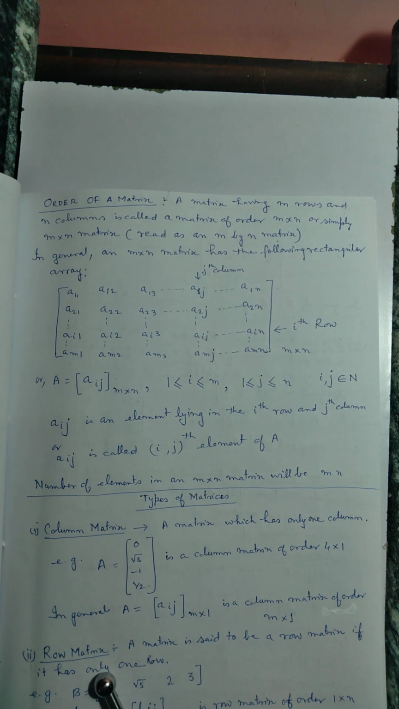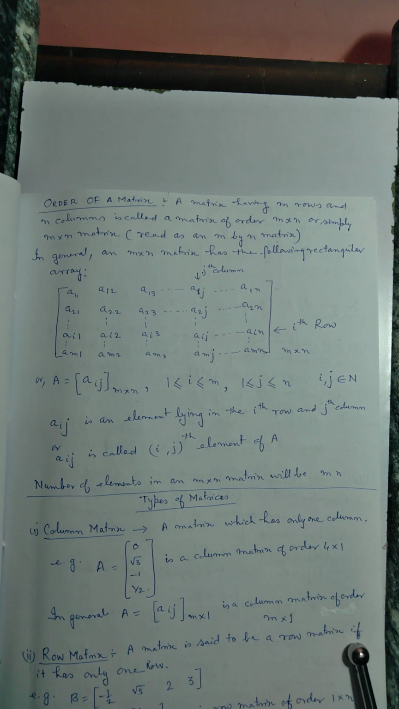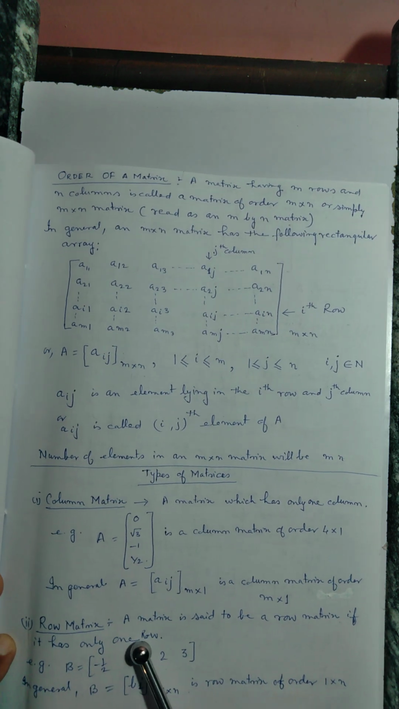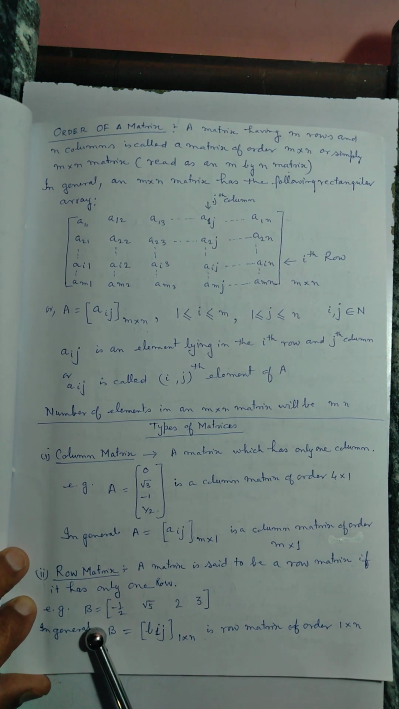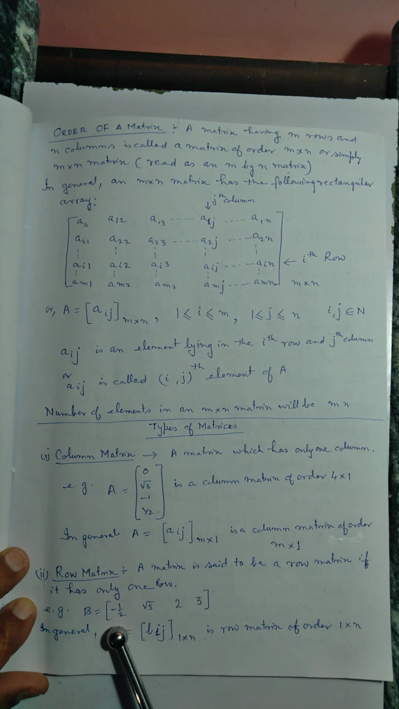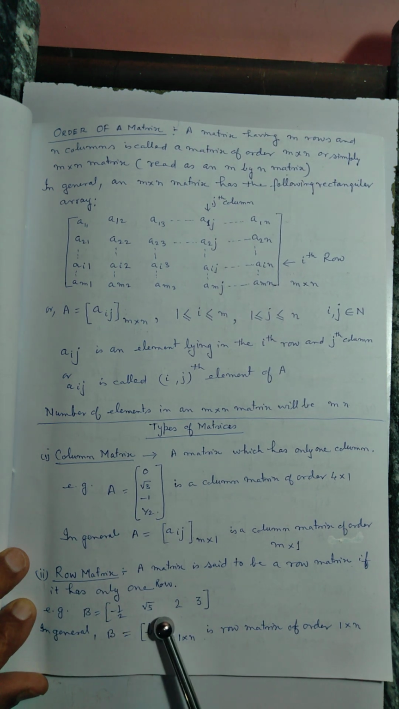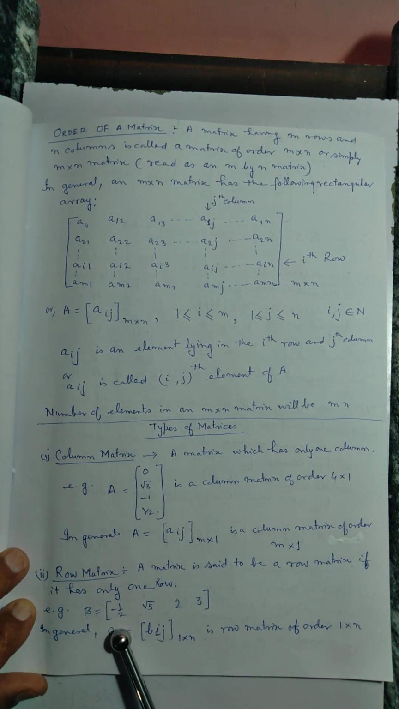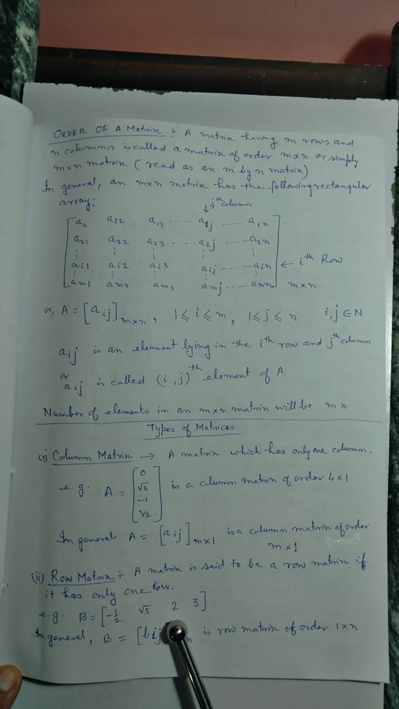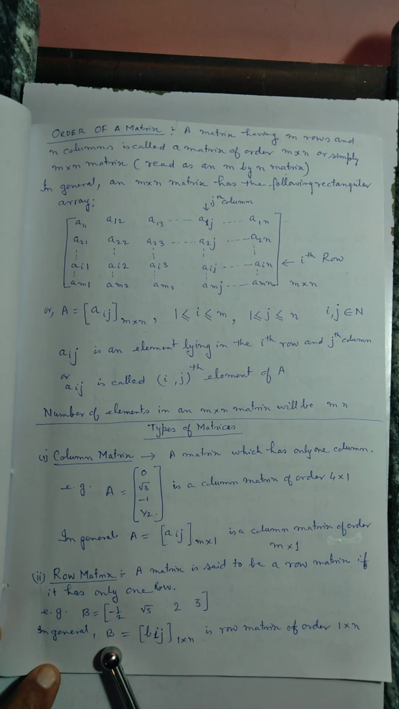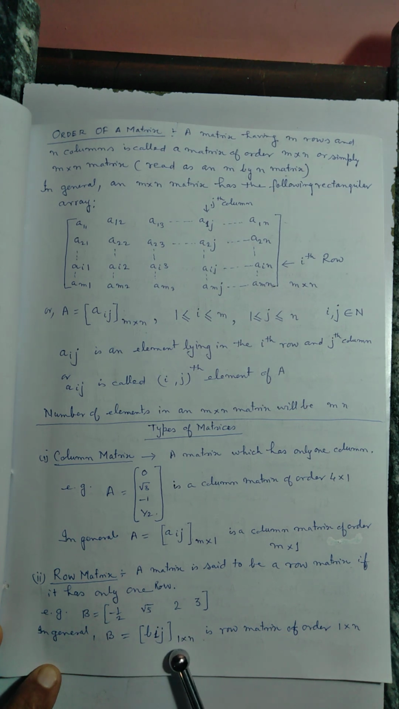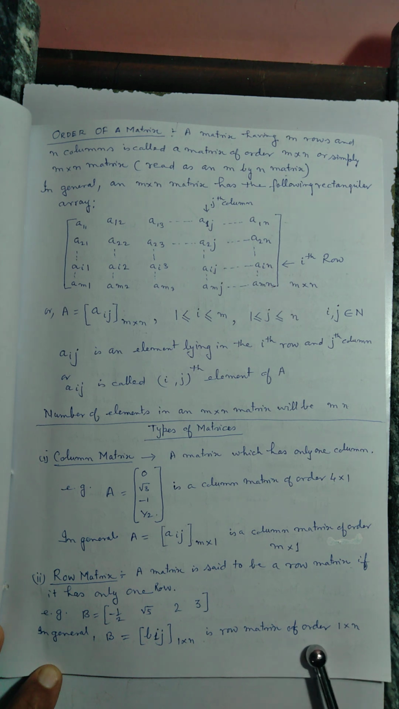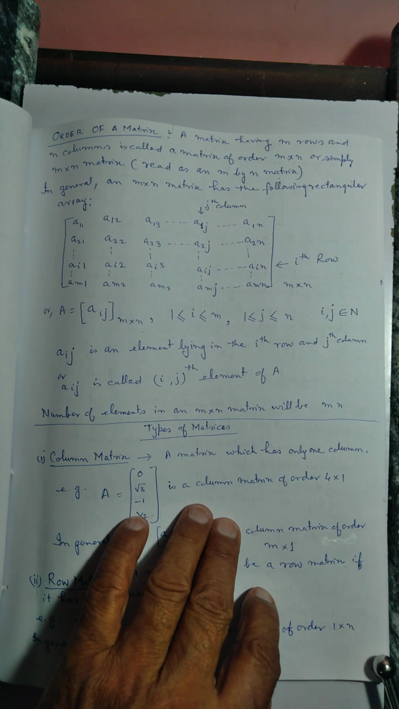Now come to the row matrix. A matrix is said to be a row matrix if it has only one row. For example, there is a matrix B in which only one row is there, but there are 4 columns. So in the first row: minus 1, 1 by 2, root 5, 2, 3. In general, it can be said B is the matrix in bracket, small b, that is the element ij, bracket closed, 1 into n, is the row matrix of order 1 into n. So it is only one row.